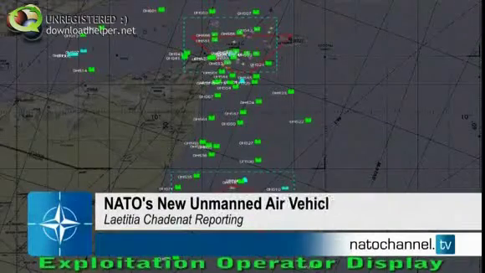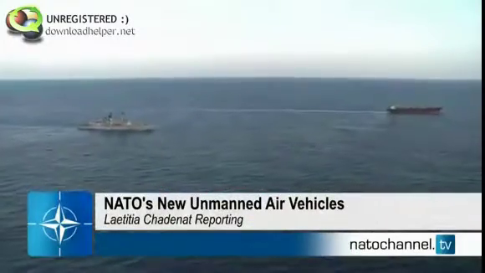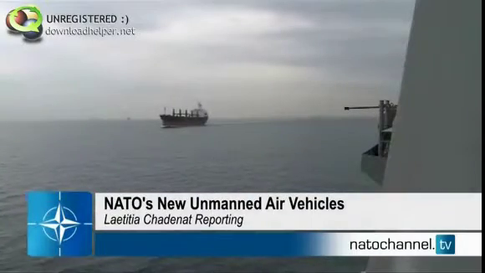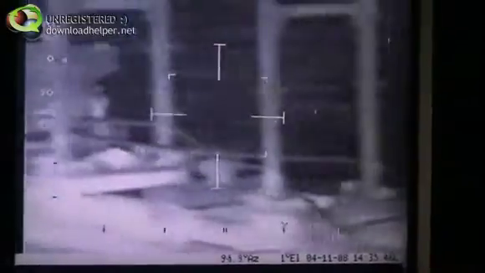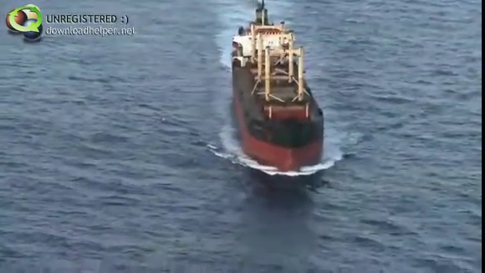The Somali coast, near the Gulf of Aden. NATO is carrying out maritime surveillance to protect ships from attacks by Somali pirates. Suspicious activities are reported. A commercial vessel makes a distress signal.